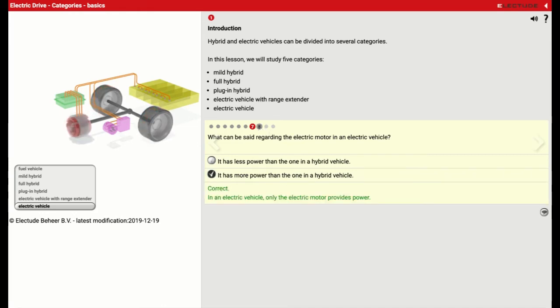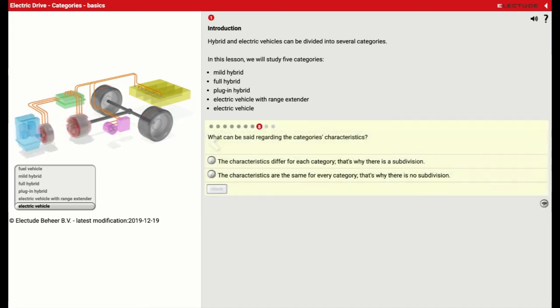So kind of looking at some of the trade-offs here. And number eight, what can be said regarding the category's characteristics? The characteristic differs for each category, and that's why there's a subdivision. And that's going to be true. And what they're asking is, what changes in the car?